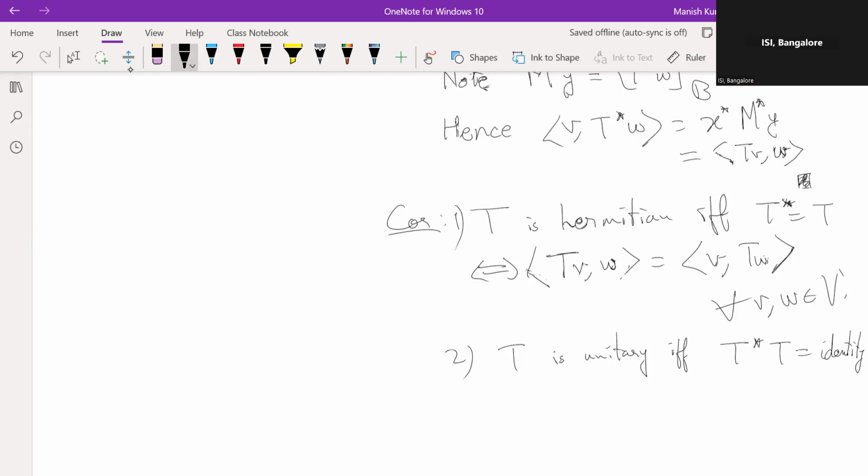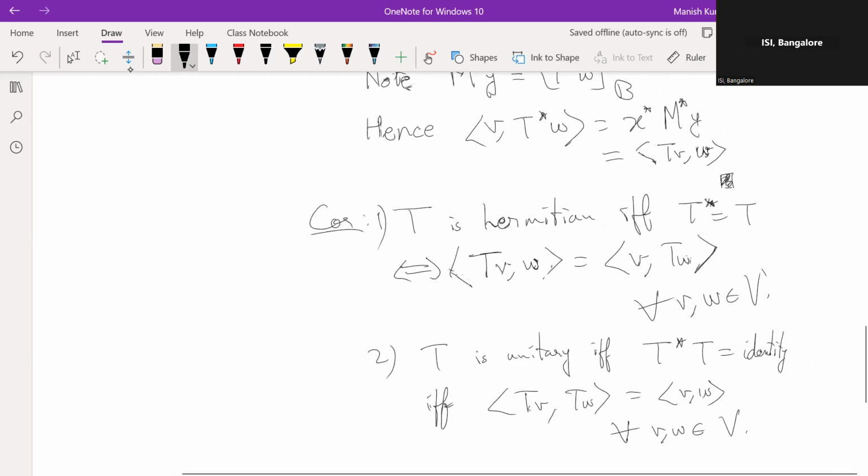Which is equivalent to saying that it should preserve length. Now the parallel with the orthogonal case is complete. So TV, TW is VW for all V, W in V. Okay.